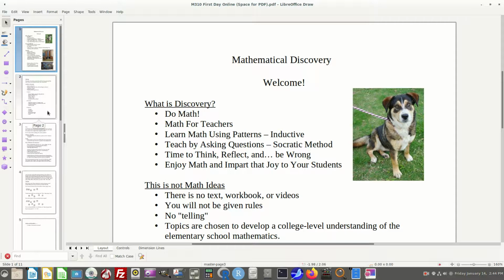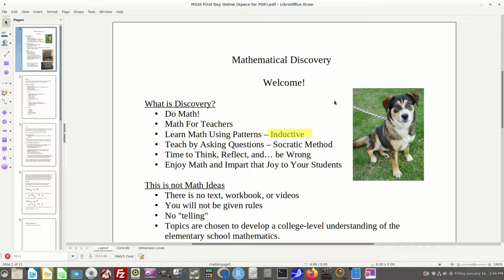Another way to characterize this course is that it is math for teachers. So folks going into teaching elementary school. We're going to learn math by using patterns. Now that is called inductive. It's inductive reasoning when we use examples to make general conclusions.